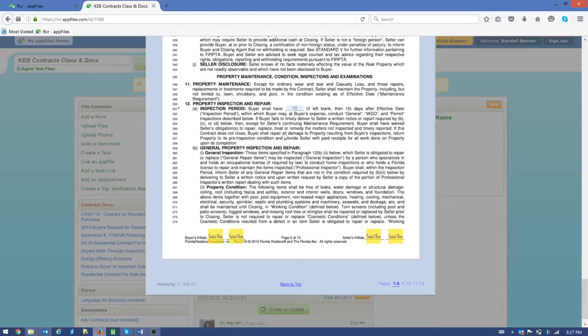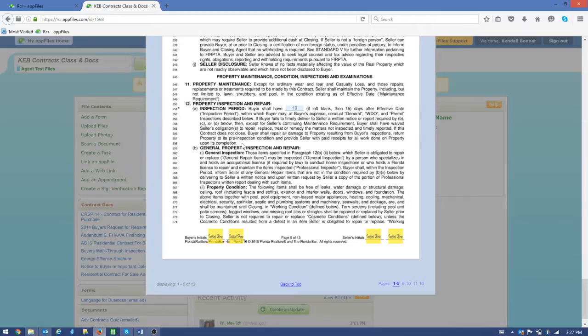You've now waived any rights to have the seller do anything if you don't do the inspections and notify them about that. If this contract does not close, buyer shall repair all damage to the property resulting from the buyer's inspections, return the property to its pre-inspection condition, and provide seller with paid receipts for all work done on the property upon its completion.